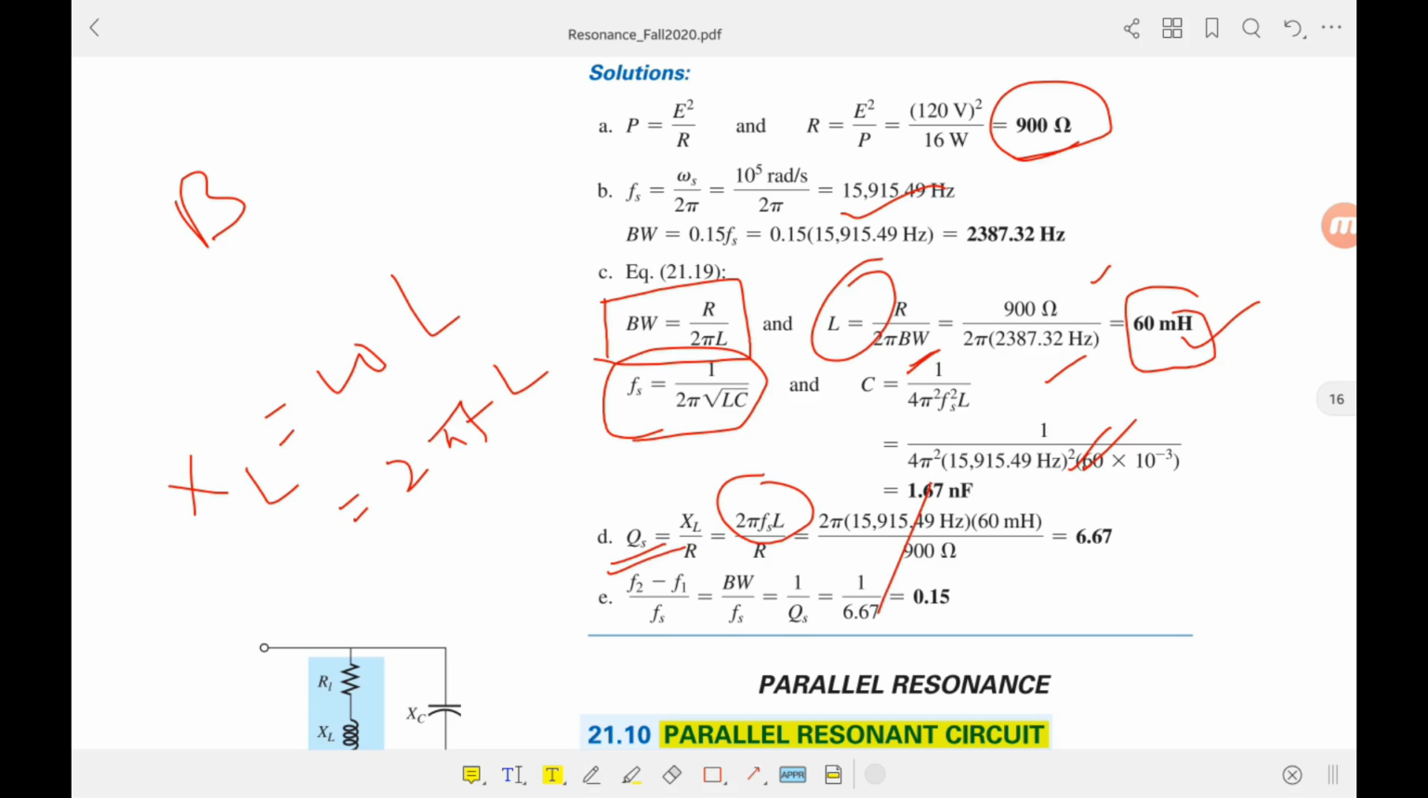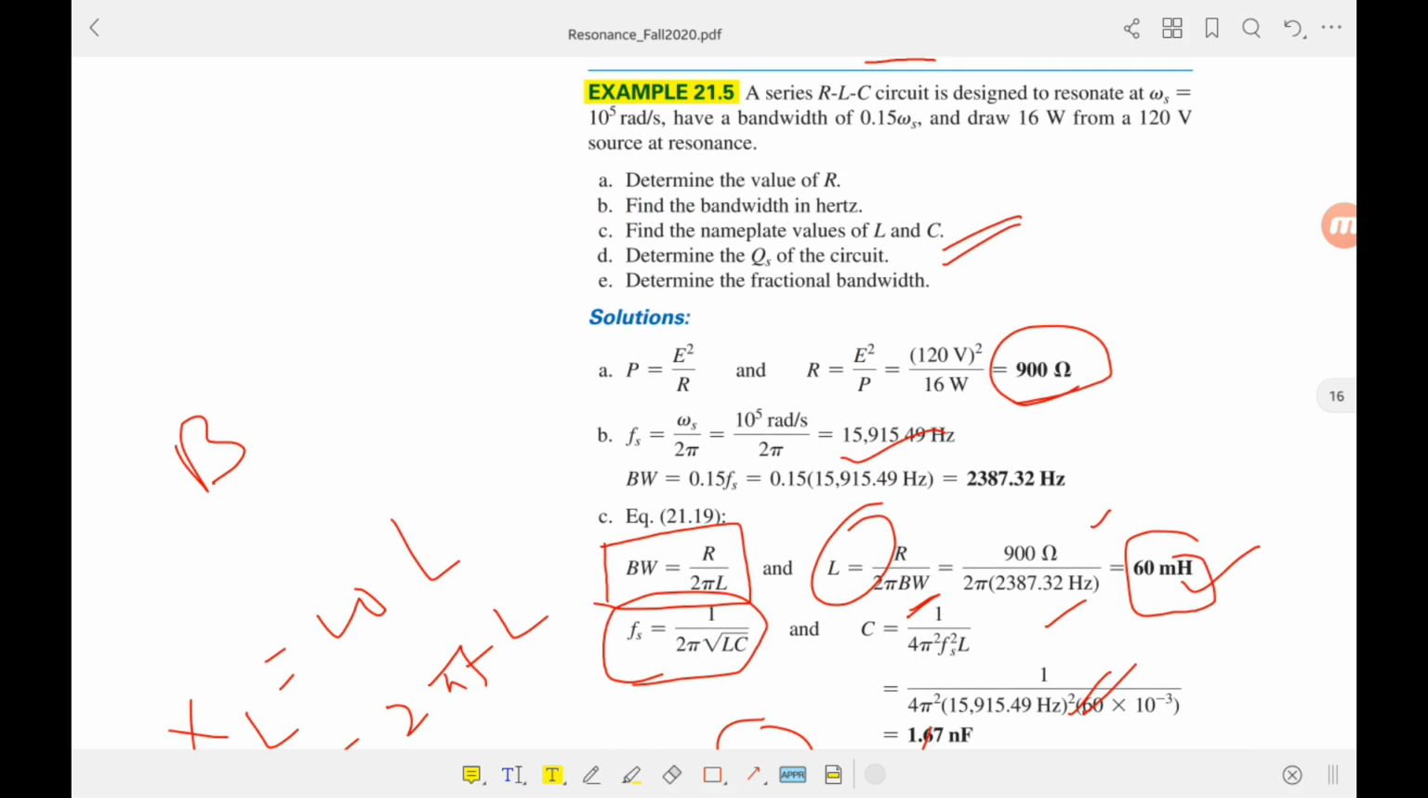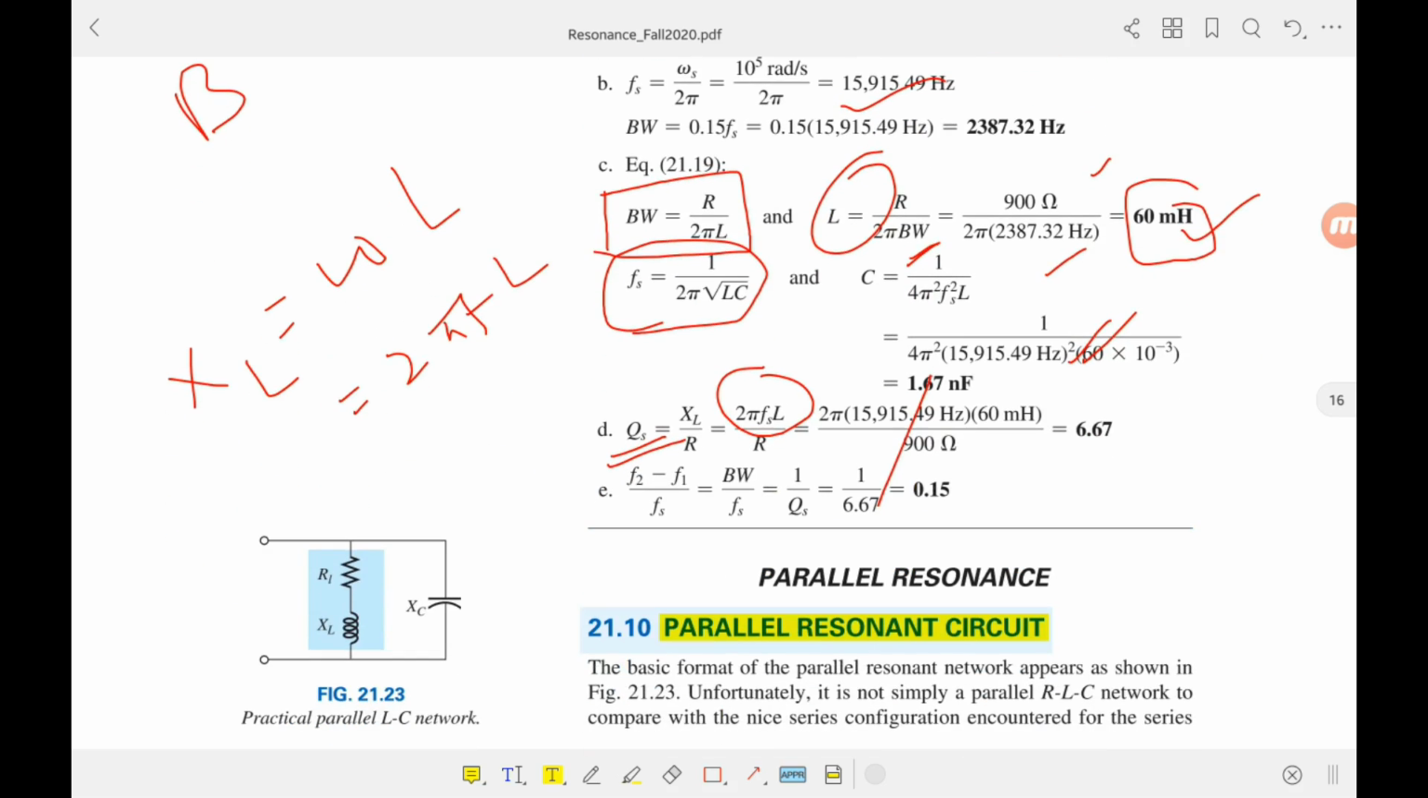And our last question asks us to determine the fractional bandwidth. You know that the fractional bandwidth was F2 minus F1 over Fs. So it was just like 1 over Qs, and you already calculated the value of Qs in question D, Qs equals 6.67. So the answer for fractional bandwidth will be 1 over 6.67, that means 0.15. So far I have shown you up to this resonant condition. I think now we can end it here.